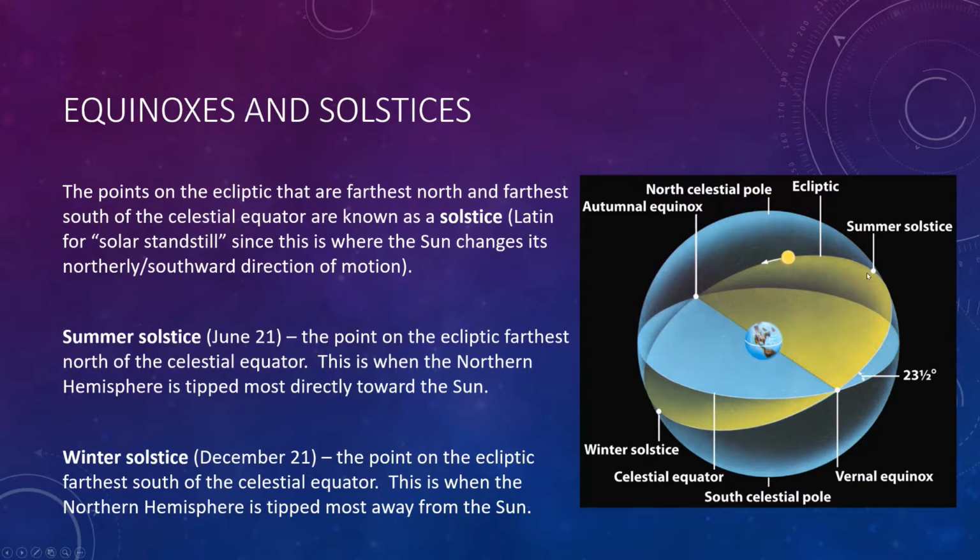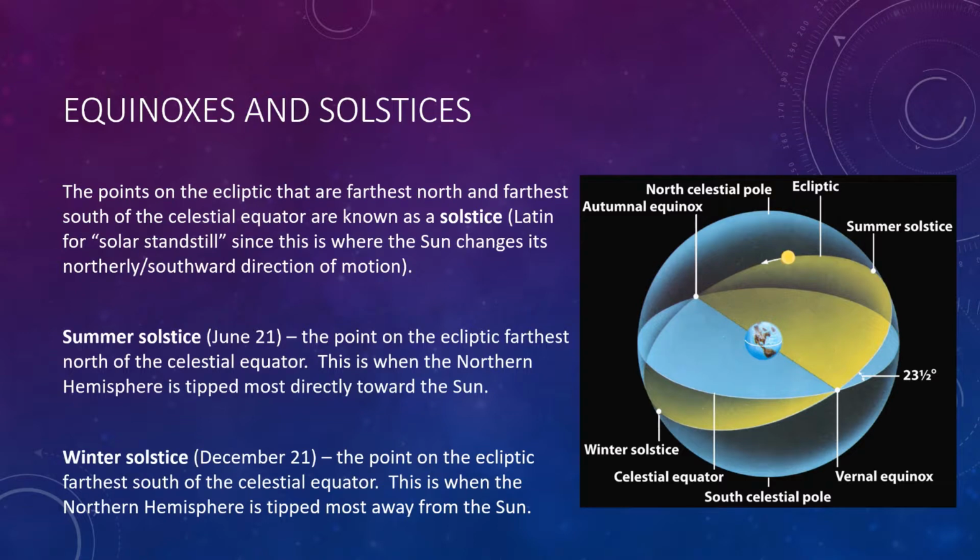And again, it's called a solstice, which stands for solar standstill, because it is changing its direction. It's not physically stopping at these points, but what's happening is instead of moving northward, when you get to the summer solstice, you stop moving northward and start moving southward. So that's why it's called the solar standstill. It doesn't physically stop moving, but its northward motion stops and changes into southward motion.